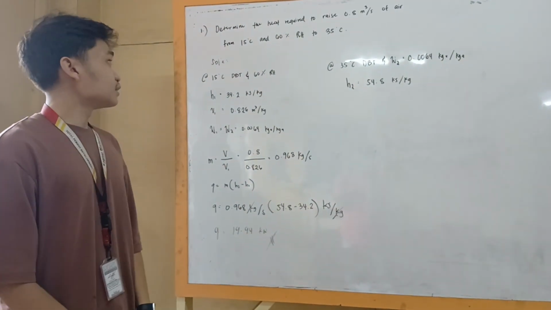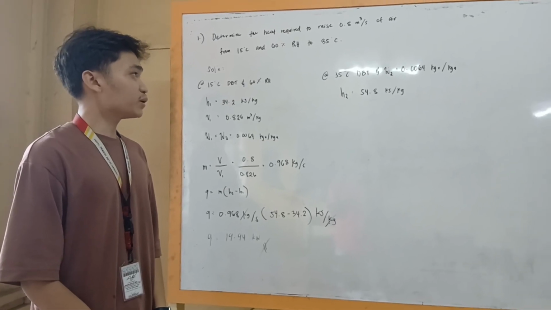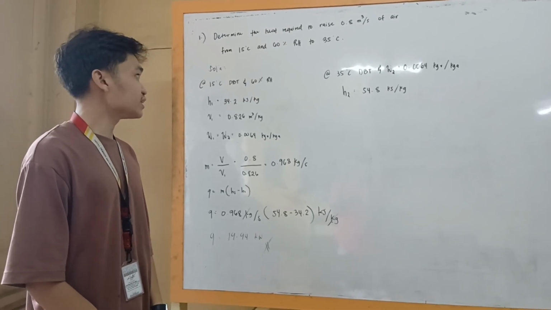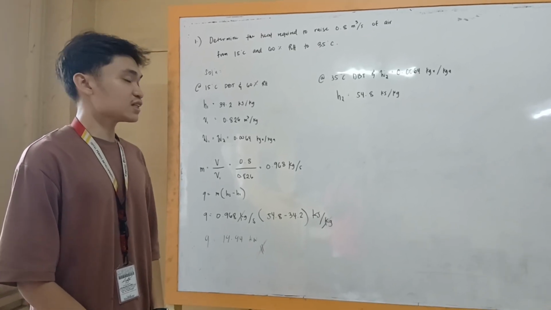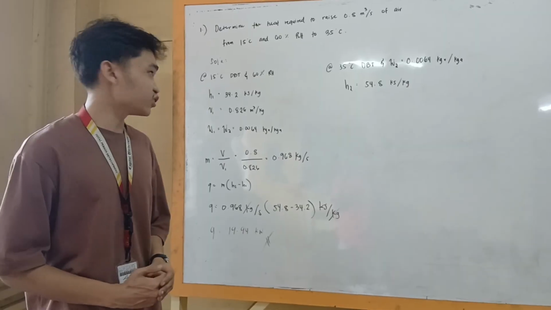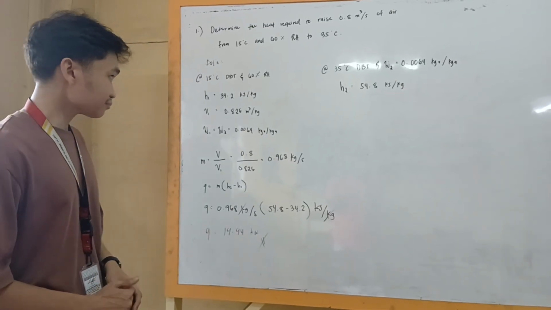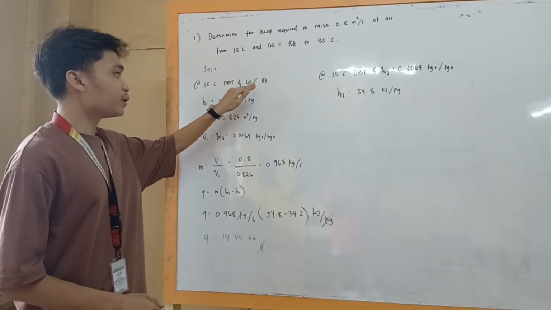So first, determine the heat required to raise 0.8 cubic meters per second of air from 15 degrees Celsius and 60% RH to 35 degrees Celsius. First, we need to locate the values using our psychrometric chart for 15 degrees and 60% relative humidity.